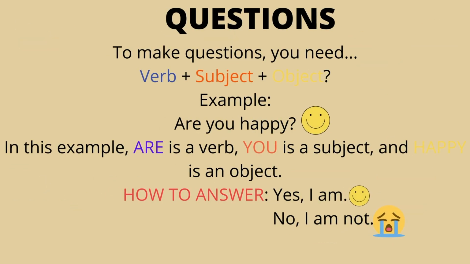To make questions, you need a verb, a subject, and an object. For example, are you happy? In this example, are is a verb, you is a subject, and happy is an object.